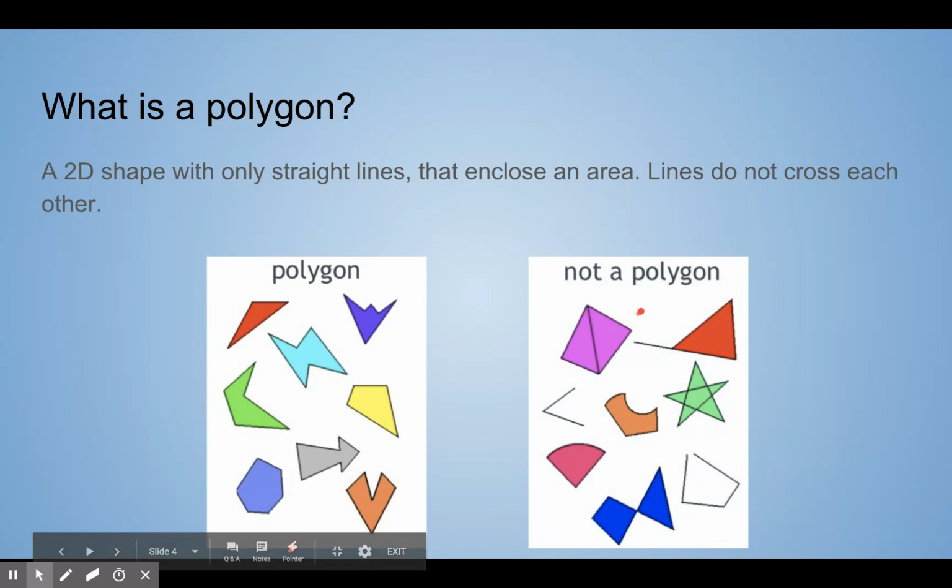And these are not polygons because they either have lines that are in the middle of each other, or they cross each other, or there's a line that may stick out, or it's not fully closed, or one of the lines is curved. And in these cases, they are not polygons. So just to reiterate, it needs to have only straight lines. They need to enclose an area, and the lines do not cross each other.